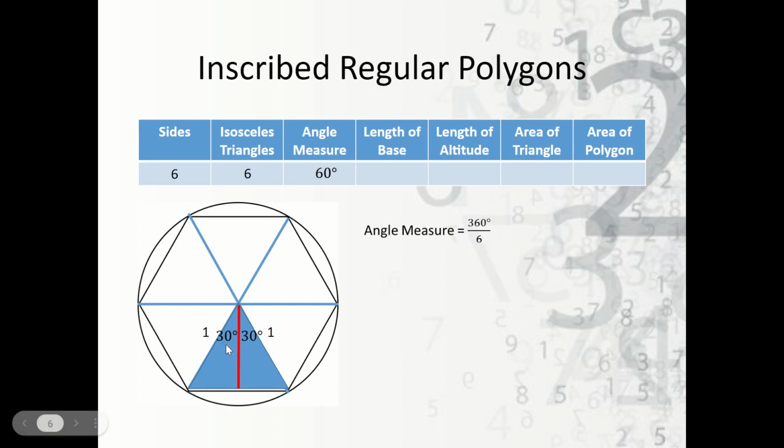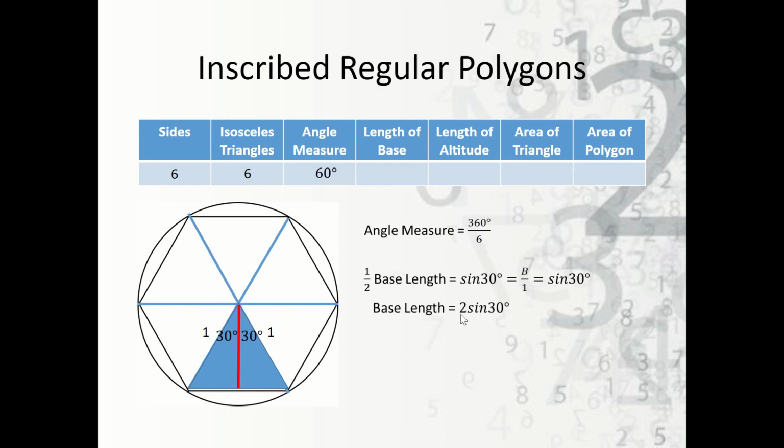So now we can go ahead and find the base using our sine function. So we know that 1/2 of the base, because all we get is this part here, 1/2 of the base is equal to sine of 30 degrees. Now, if we want to find the full base, we need to multiply it by 2, because these two are exactly the same. So now it would be 2 sine 30 degrees is equal to the base. When we enter that into our calculator, we get that the length of the base then is 1.